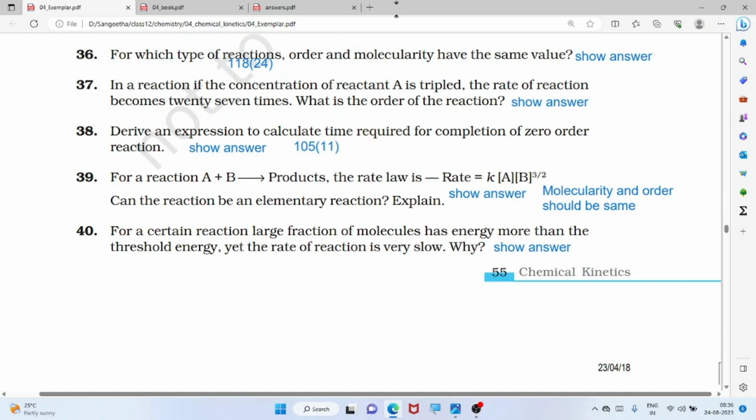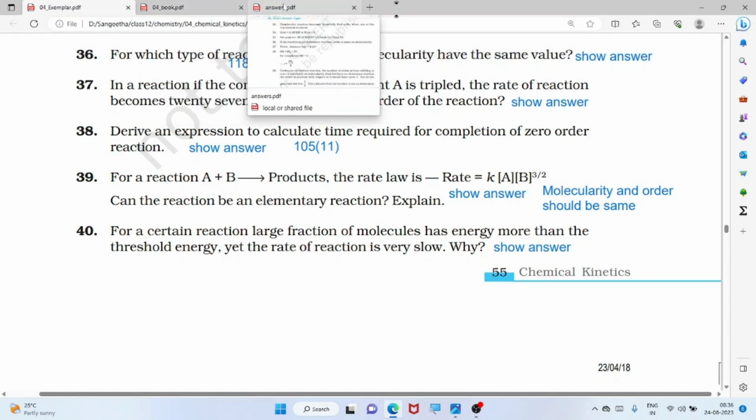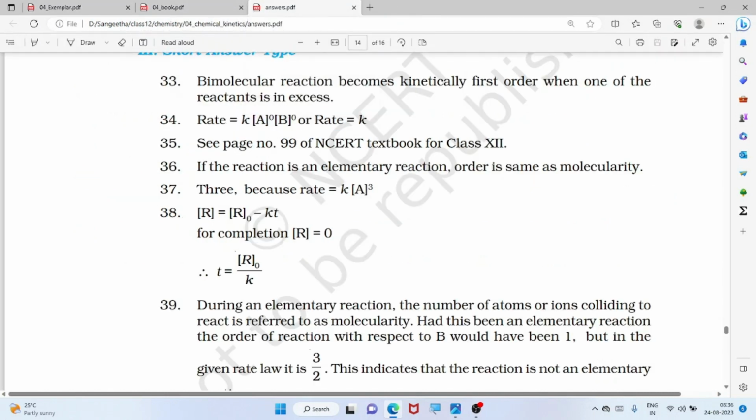3 power 3 only will become 27. The order will be 3. So 3 times 3 times 3, that will be 27. Because the concentration of A tripled, 3 power 3, 3 into 3 into 3, that is 27. The order is 3.